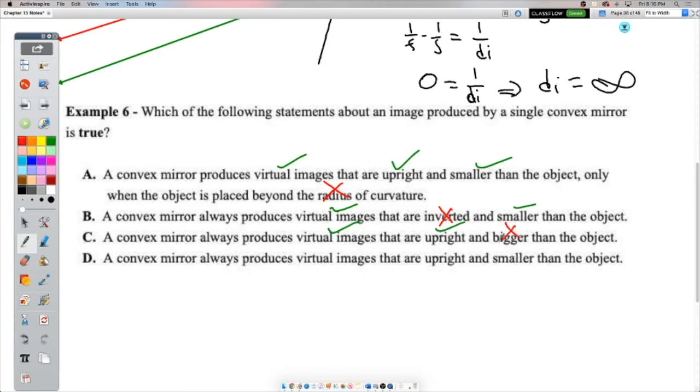Objects in mirror are smaller than they appear, right? That's what your rear view mirrors say on your car. So it looks like it's going to be D, but let's double check. A convex mirror always produces virtual images that are upright, yep, and smaller than the object. Very good. When you're thinking about convex, think about your rear view mirrors in your car. The world doesn't look upside down in them, but it does look smaller.